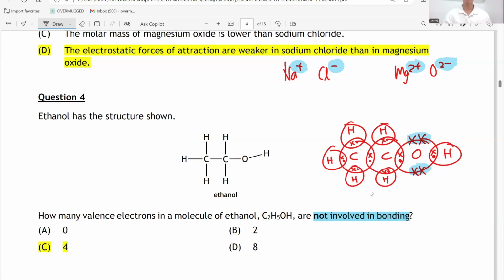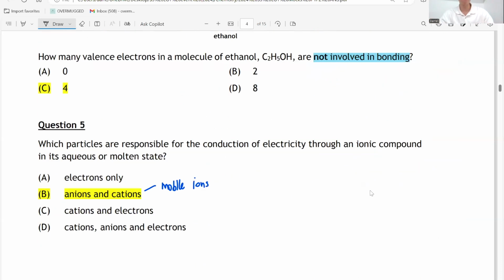Clear? All right, if you have no time to copy this, don't sweat it. Why? You just Google the dot and cross diagram for ethanol. You'll get the same thing. I just drew it out so it's a bit easier to illustrate for you. Next, let's move on to question 5.